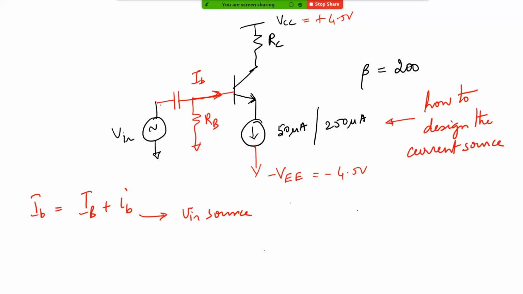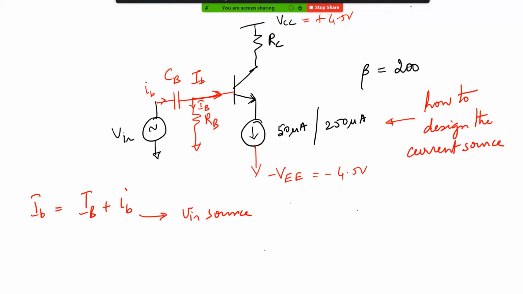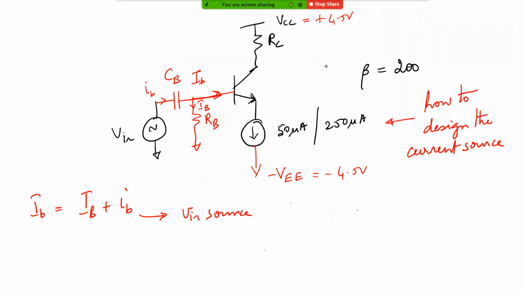So the right way to do it is to put a DC blocking capacitor, let's call it CV. Block the DC and have the DC IB coming from here, where capital IB flows. This is where small ib flows. Somebody had a question: why did we put the capacitor?